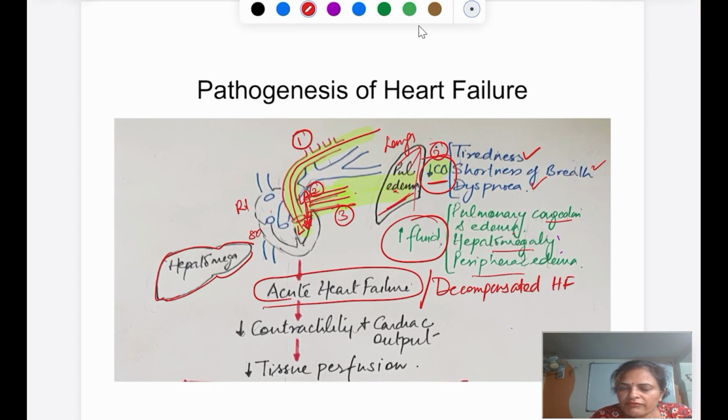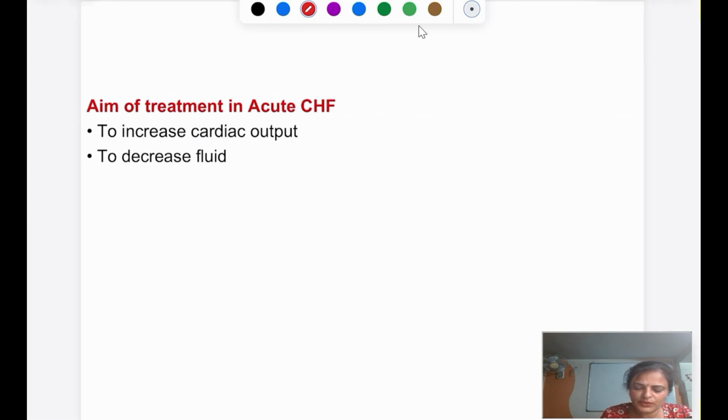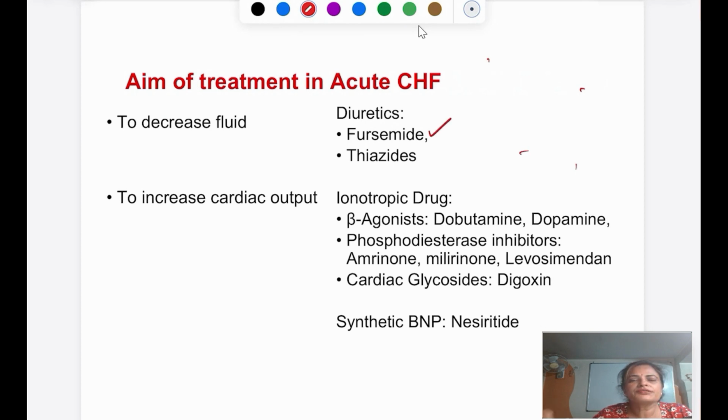How can we decrease the fluid? By giving the diuretics. What will you give the patient? Diuretics. And which diuretic are we going to give? It is a high ceiling diuretic, furosemide, because it is faster acting, short acting, and highly efficacious. So we are going to give furosemide. This is preferred over the thiazide because it is faster acting and highly efficacious. You increase the dose and it is going to cause the diuresis.